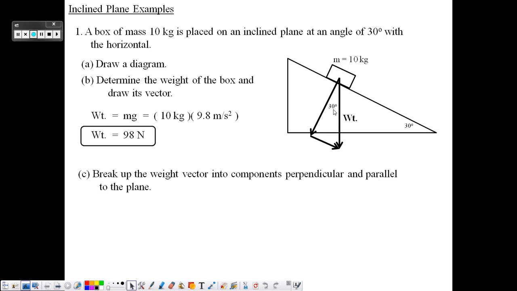I'm going to label these vectors force perpendicular and force parallel. So those are my two components. The weight vector can be broken into components perpendicular and parallel to the plane. The weight vector is the resultant of those two components.